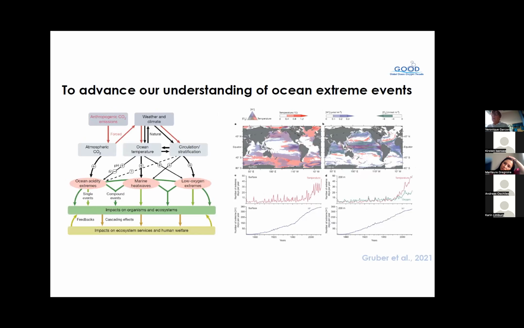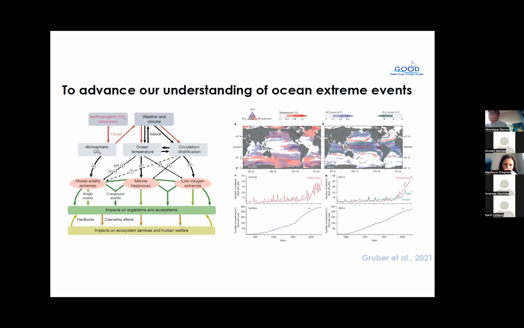We also need high quality data to advance our understanding of extreme events. This is a slide from the latest paper from Nicolas Gruber showing the low oxygen extreme, the ocean acidification extreme, and the marine heat wave. These occur in part due to natural processes, the black arrows, but the intensity, frequency, and duration are strongly affected by anthropogenic atmospheric CO2 and the resulting change in weather and climate.